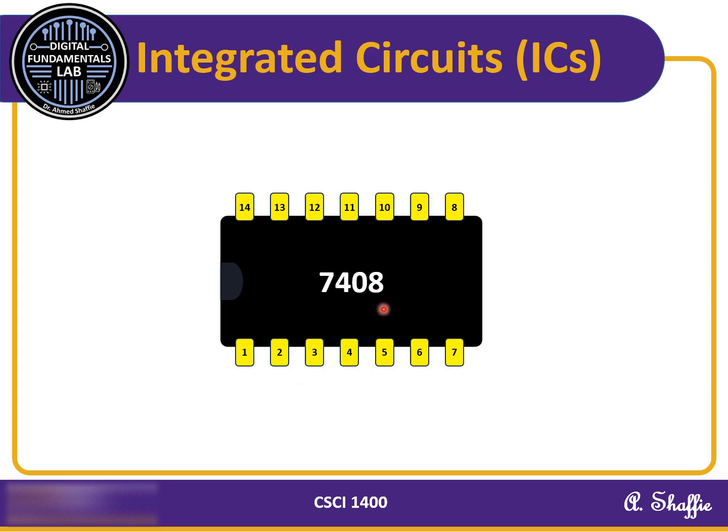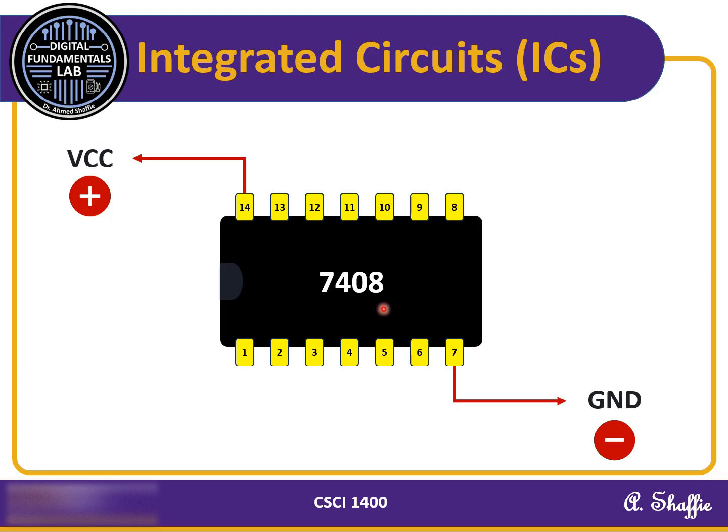In the 7408 IC, pin 14 should always be connected to the VCC, which is the positive voltage, while pin 7 should be connected to ground, which is 0 voltage. If we look inside the IC, we can see that it contains 4 independent 2 input AND gates. These are the building blocks that we will use in our digital circuits.